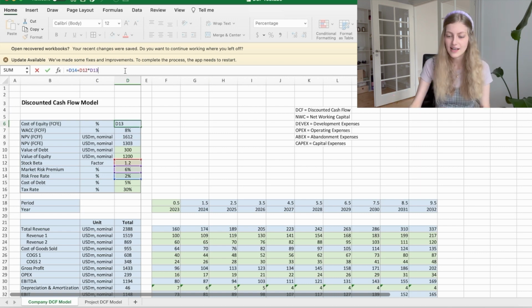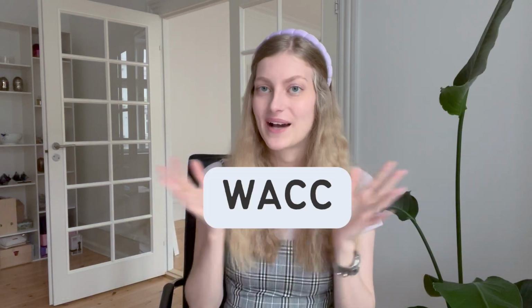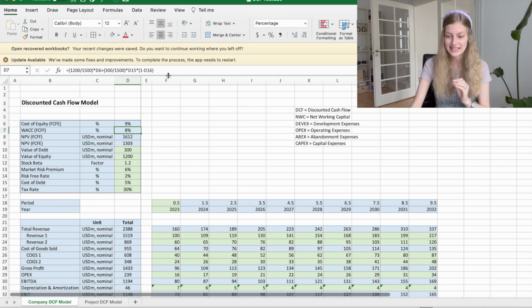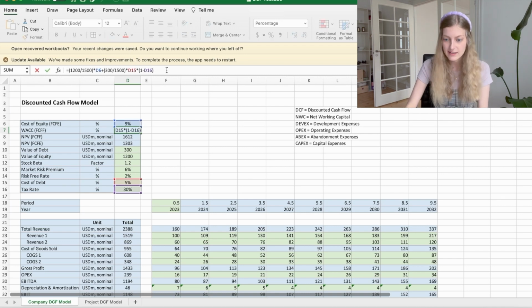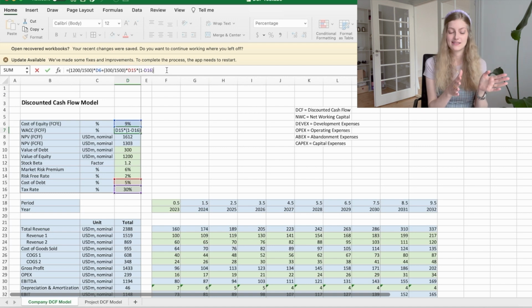So that's the stock beta. And so we multiply the market risk premium by the stock beta, and then we add the risk-free rate on top of that. And then we have our cost of equity. In this case, that is 9%. And then we can use this to calculate the weighted average cost of capital, or the WACC. That is calculated right here. And this is the rate that we want to use for our free cash flow to the firm. The way you calculate this is basically you start by finding out what share of the company is equity investors and what share of the company is debt investors.